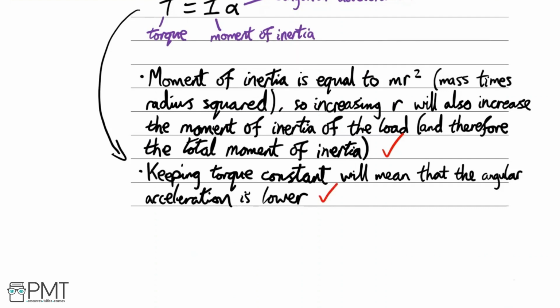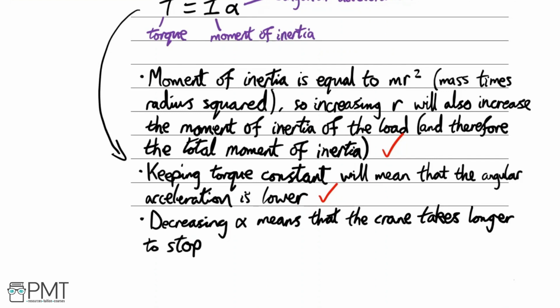And your third mark will be for mentioning that because the angular deceleration is lower, the crane will take a longer time to stop. And that will be your third mark. It's worth just mentioning for the second point that we're actually dealing with angular deceleration, just to avoid confusion. So a mark for each of those 3 points made, 3 marks there.